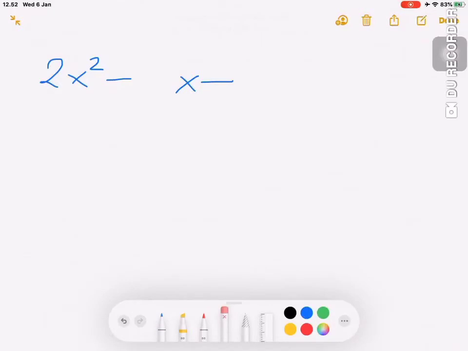Let's try another example, like, wait, I'll think. 2x squared minus 6x minus, I'll think of another example, 2x minus 10x minus, wait, plus 6, wait, plus 12, I think.